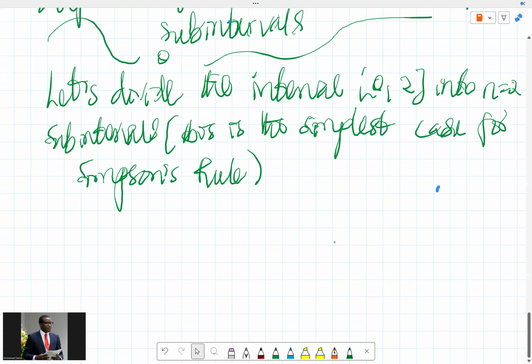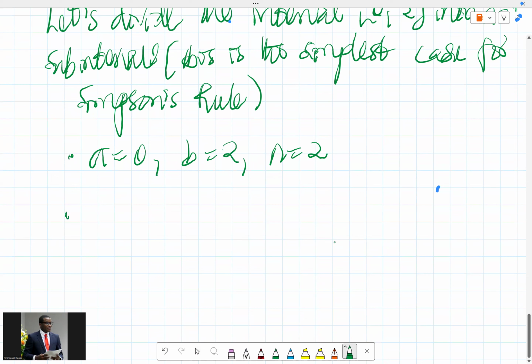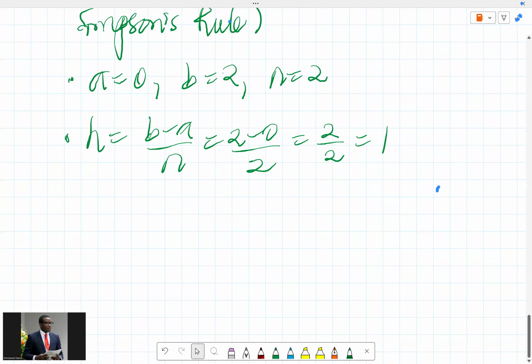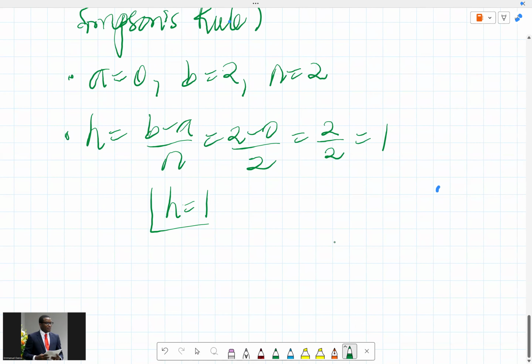So going by that now, we have that A is equal to 0, B is equal to 2, and N is equal to 2 also. In that case, H will just be B minus A over N. That is 2 minus 0 divided by 2, and that is 2 over 2, that is 1. So H is simply 1. That takes care of the first step.